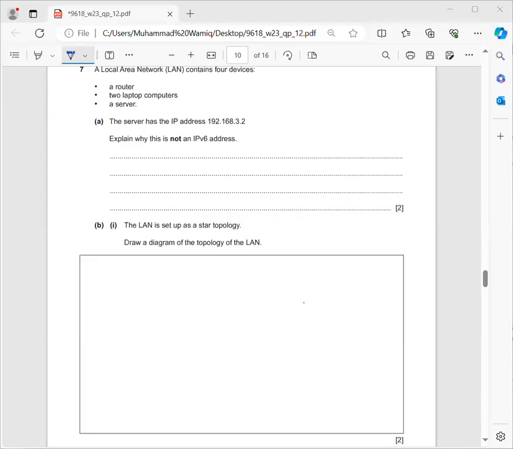Now this is question number 7, and question number 7 states that a local area network contains 4 devices: a router, 2 laptops, and a server. The server has the IP address 192.168.3.2. State why this is not an IPv6 address.